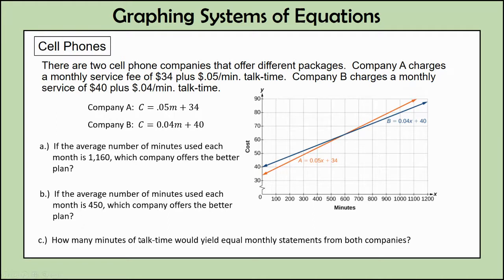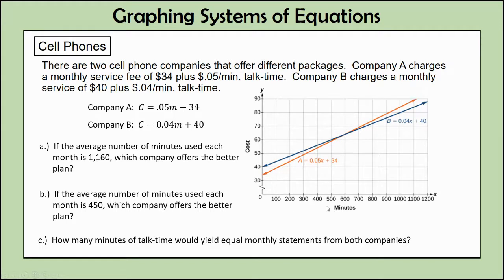The C says here, well, how many minutes of talk time do you get the same monthly statement? Or in other words, when is the cost the same? So if you look up here at 600 minutes, it looks like at 600 minutes, regardless of the company you choose, you're going to pay the same amount. This is actually the solution to the system. Okay, a solution to a system is the point that they share in common. It's the one ordered pair that makes them both true.